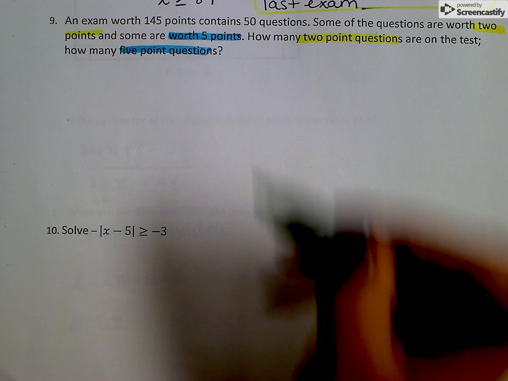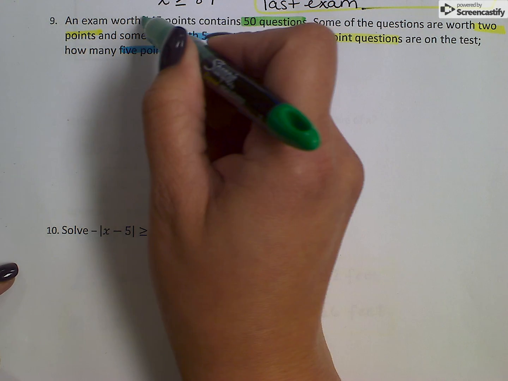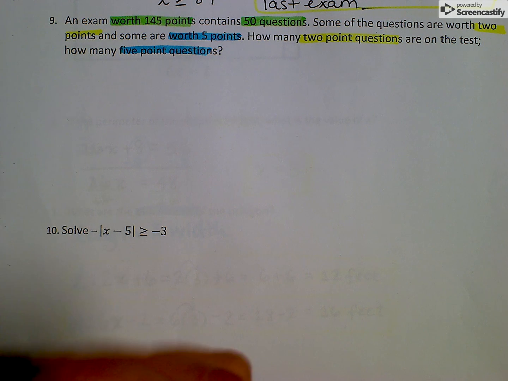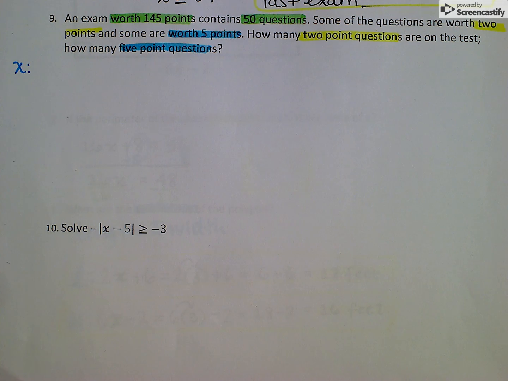Now, they also told me I have a total of 50 questions on the exam, and the entire exam is worth 145 points. This sounds like a system of linear equations. Let's set it up. X is obviously the number of 5-point questions, whereas Y is the number of 2-point questions.